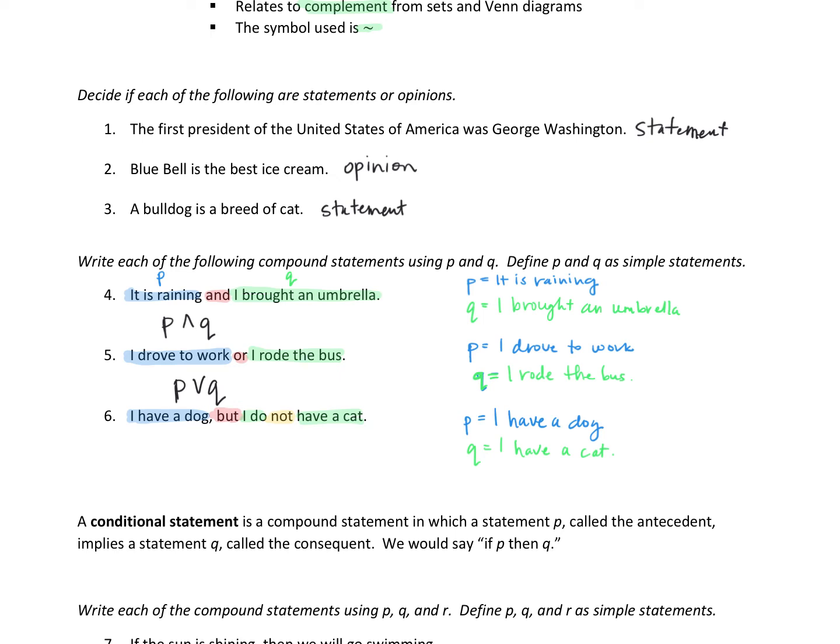So to write this in symbol form, you would have, I have a dog, that's P, but means and. I do not have a cat, so that is not Q. So see, the not is taken up by the little tilde symbol. The green is the Q. So you want to make sure that you define your simple statements as simple statements. Don't include the not in your simple statement. So P and not Q.